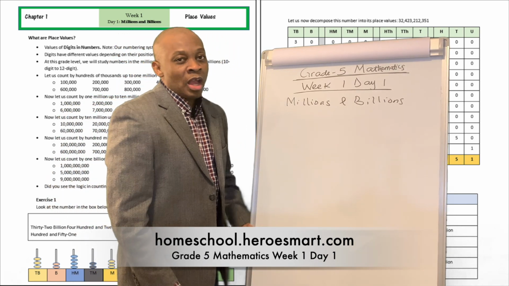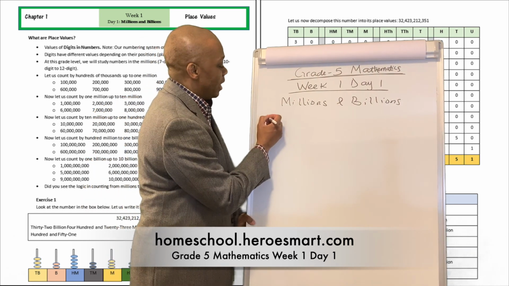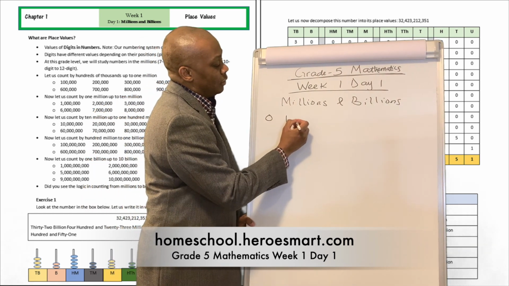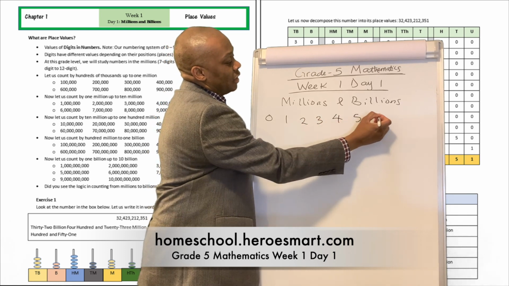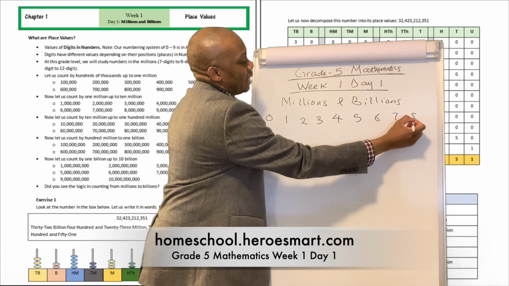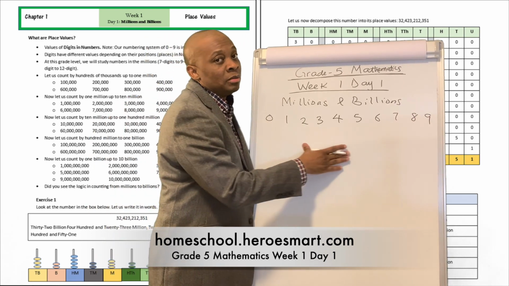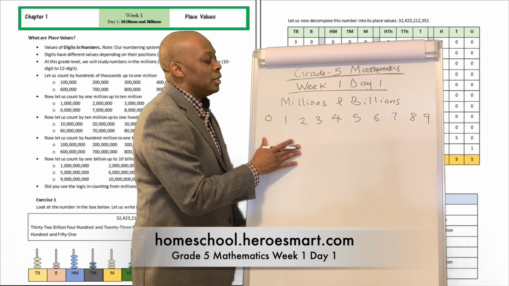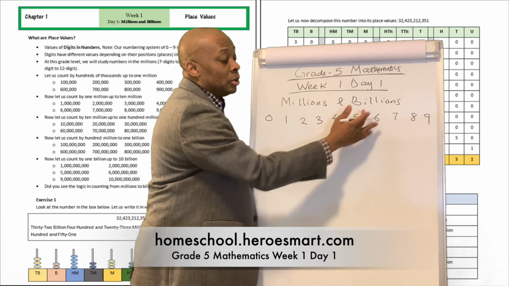All right, how many digits do we have in mathematics? Who can remind me of that? Right, so we have digits like 1, 2, 3, 4, 5, 6, 7, 8, 9. So from prior grade levels, we talked about all these digits in mathematics. Now, a combination of these digits can give us millions or it can give us billions.